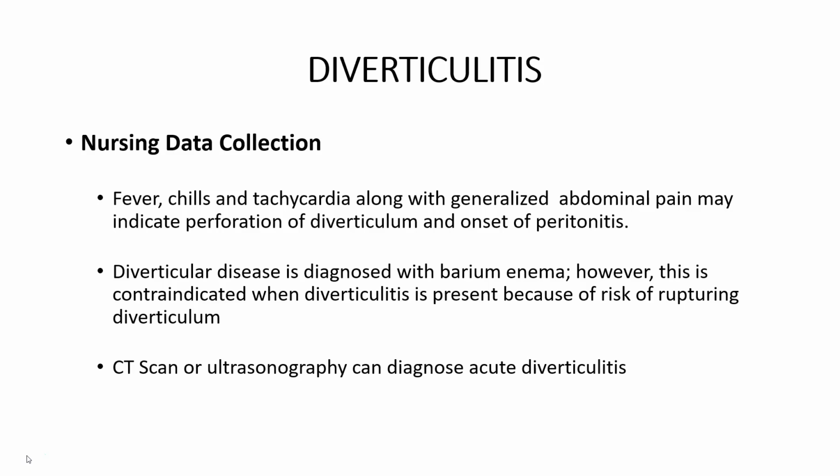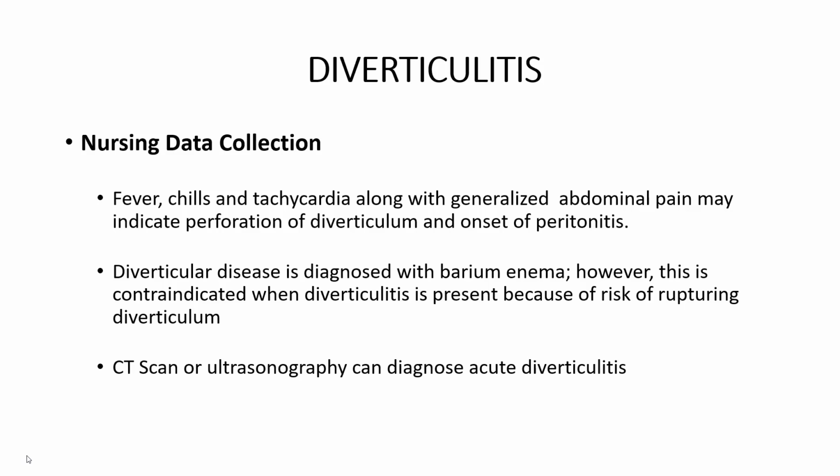Okay, so if diverticulitis is there, they're not sure if an abscess is there. They give the barium enema. The barium enema increases that pressure on the walls of the colon, and then it can cause a rupture. And then, like we said, all of that fecal material is in the peritoneal cavity, causing peritonitis.